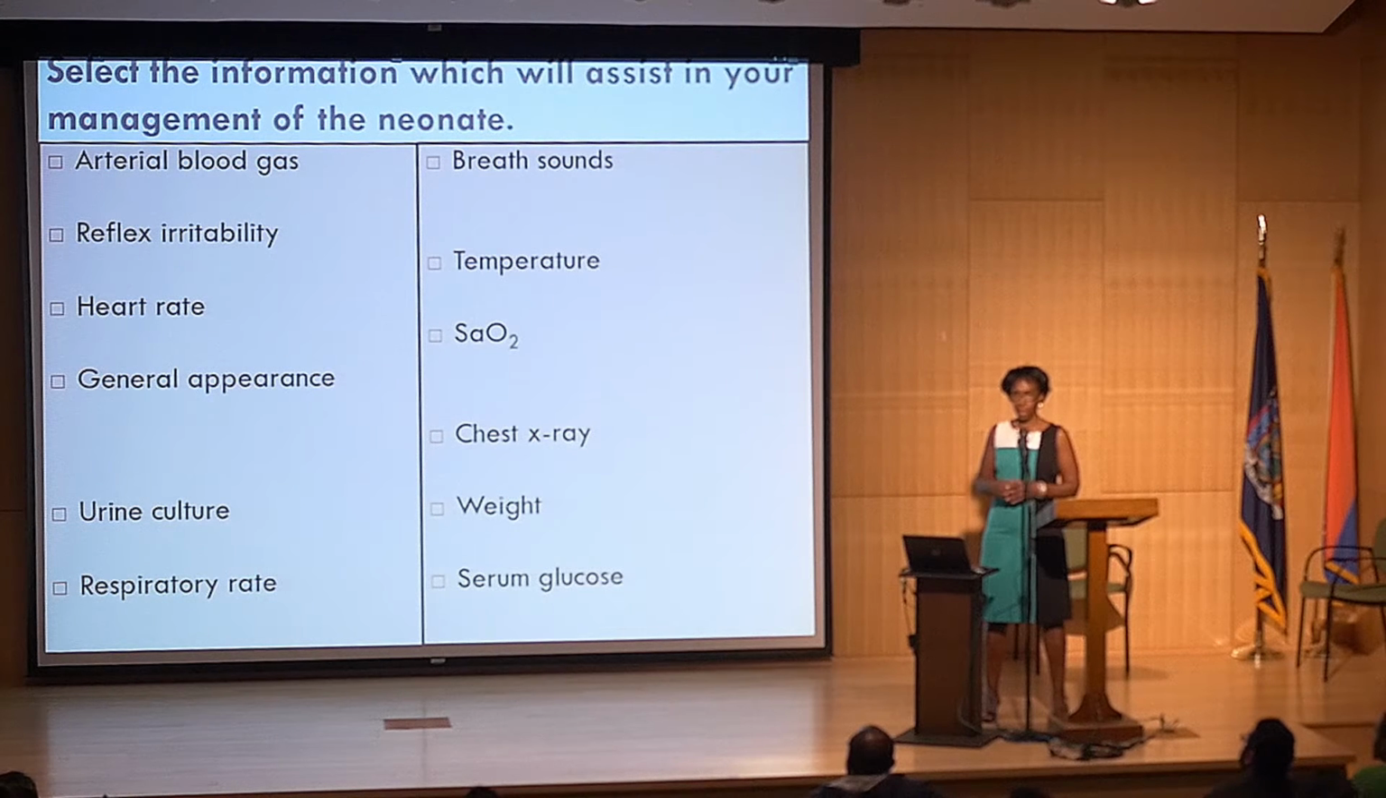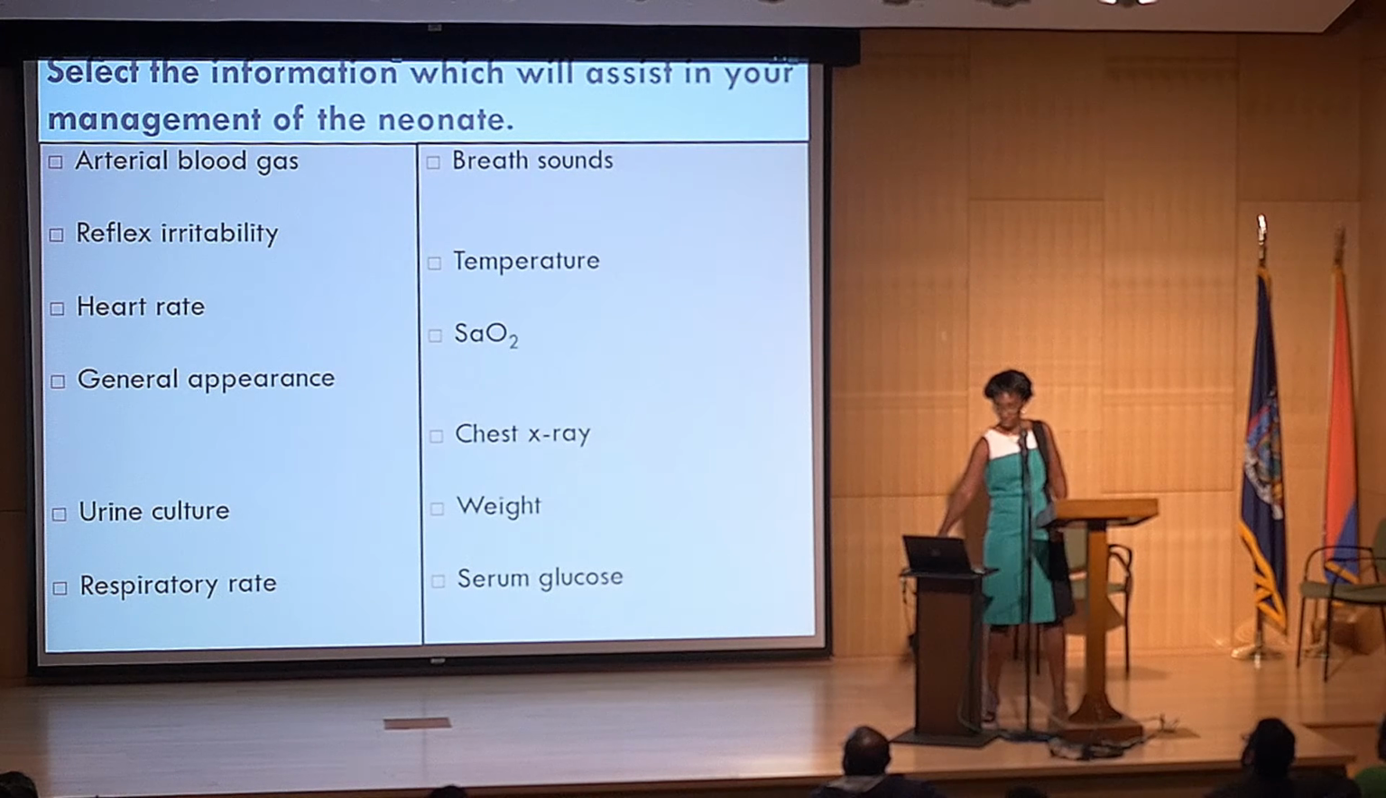So arterial blood gas. If the baby just arrived over into the neonatal intensive care unit and the baby's placed on the radiant warmer there, the first thing that you're probably not going to do is get a blood gas, because first you want to stabilize that baby.